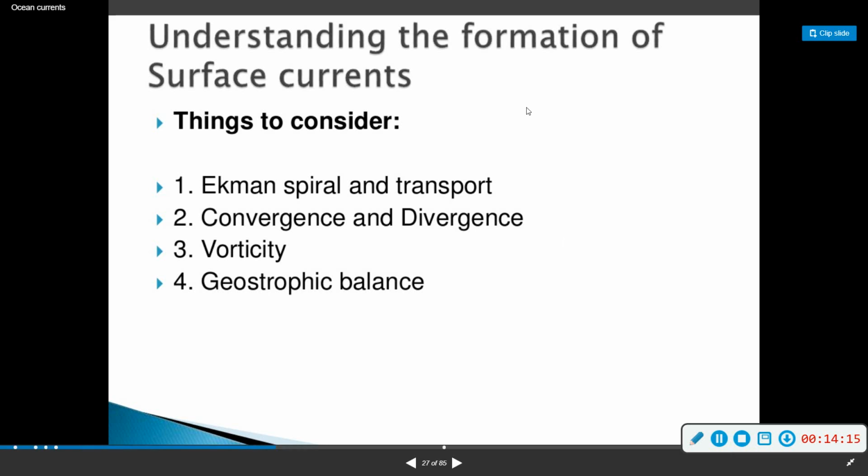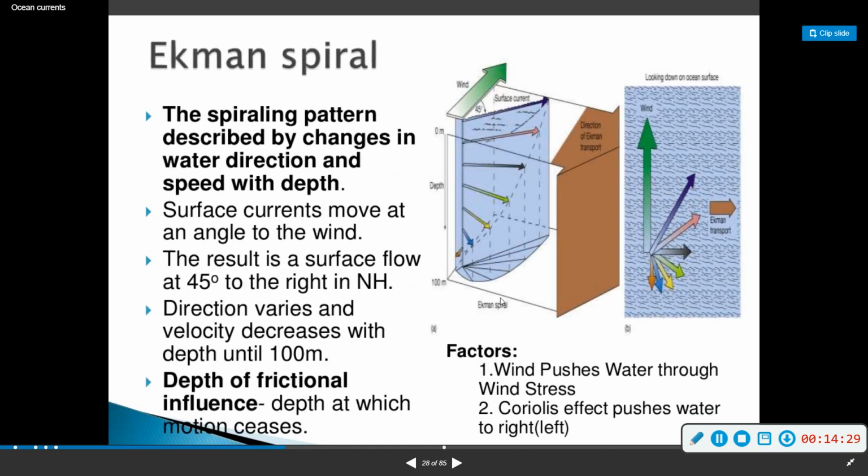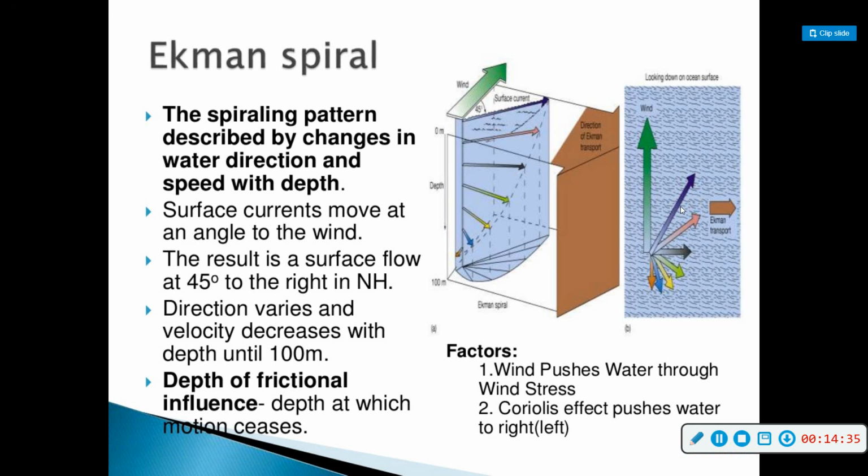Understanding the formation of surface currents. So things to consider: Ekman spiral and transport, convergence and divergence, vorticity, and geostrophic balance. We're going to get into all of these, so don't worry. So your Ekman spiral. The spiraling pattern is described by changes in water direction, speed, and depth.